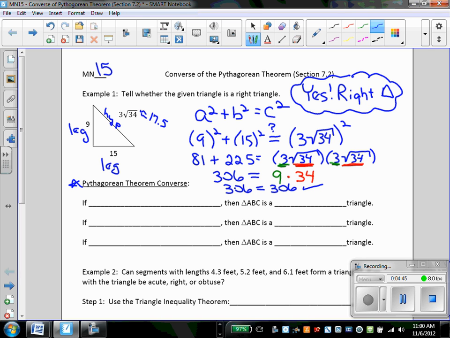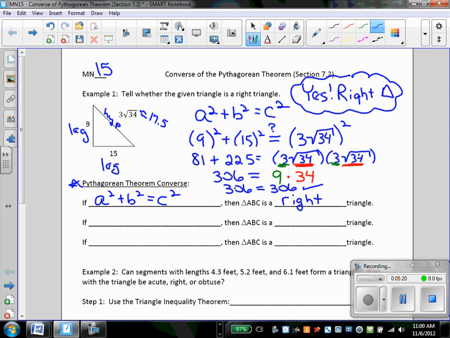So let me write this all down. It says if, and this is the one we just talked about, if a squared plus b squared equals c squared, then the triangle ABC is a right triangle. Now remember, the Pythagorean theorem, not the converse, instead says if ABC is a right triangle, then you can use a squared plus b squared equals c squared to find missing sides. So that's where the converse comes from, that flipping of our theorem.